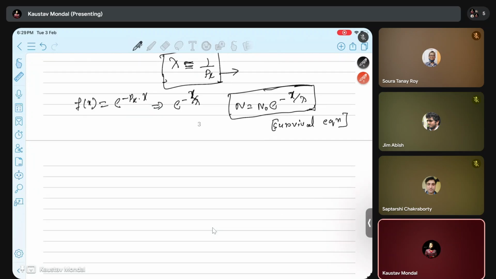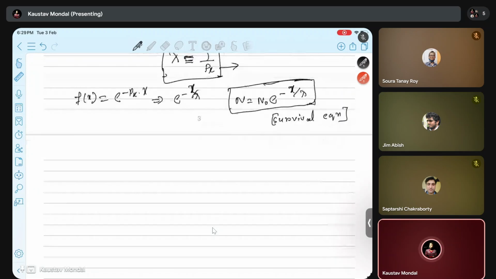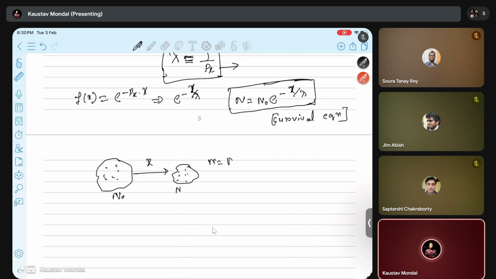Let's suppose there are n0 gas molecules in a container. After traveling a particular distance x, if you want to calculate the number of gas molecules n from n0, then n is related to n0 using this relation, x by lambda, where lambda is the mean free path.